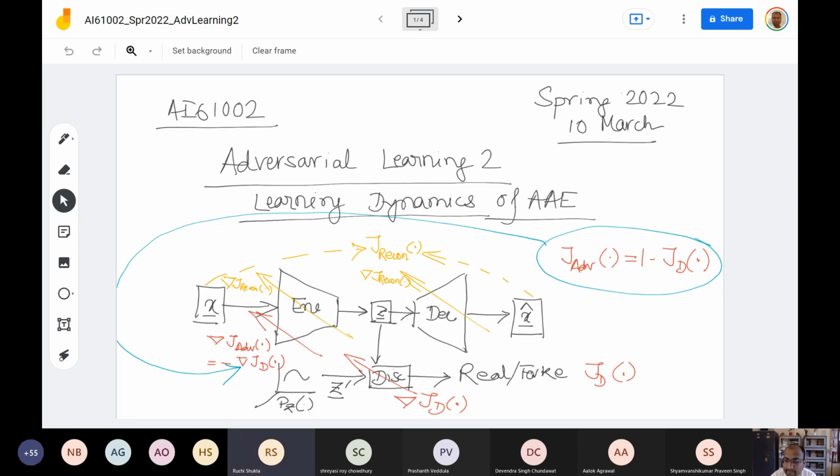So, sir, when the discriminator is trained, at that point the JD will decrease. So that will increase J adversarial. Yeah. But now, if the JD has already decreased, then what is causing JD to increase again? Meaning, how should the process stop? This is the point. Okay, let me go to the dynamics part of it.